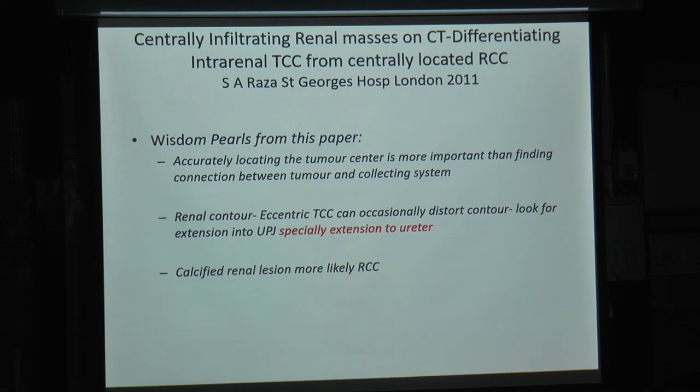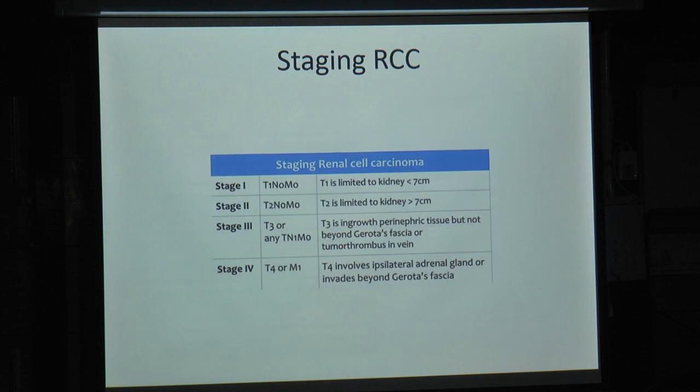Accurately locating the tumor center is very important. The radiologists do it. They can exactly place the tumor center. Is it arising from the parenchyma? Where is the center of the tumor? Or is it in the collecting system? The renal contour next. Look at the renal contour, and look at extension into the UPJ and ureter. If there is an extension of the tumor into the UPJ and ureter, likely TCC. Anything calcified, homogeneous or whatever, more likely RCC.